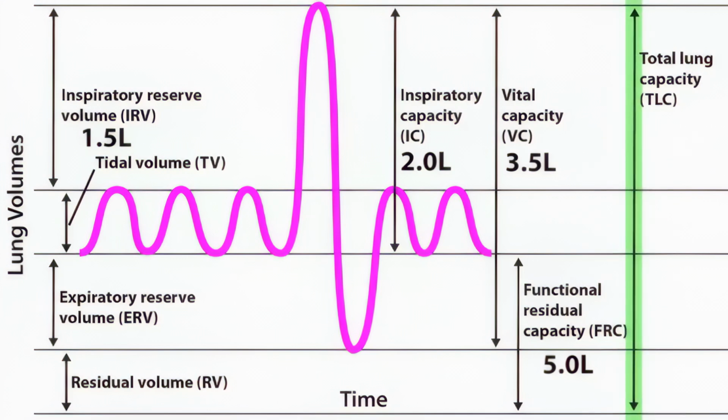What you have to know is that the total lung capacity is equal to the functional residual capacity, which was 5 liters, plus the inspiratory capacity, which was 2 liters. So you have 5 plus 2 gives you a total lung capacity of 7 liters in this example. It's pretty easy if you have all those terms memorized.